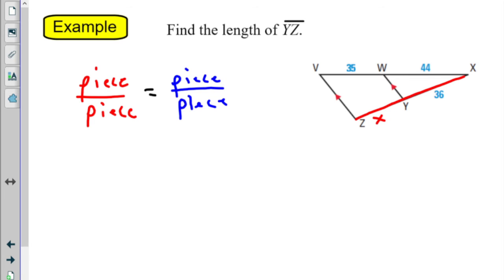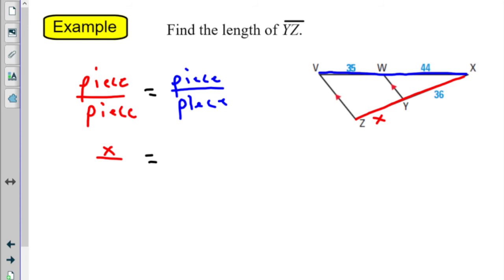So this is the part we don't know. So piece over piece in the red, I'm going to start with x on top. And I will give you about a minute. See if you can set up and match up everything else correctly in the setup of the equation.